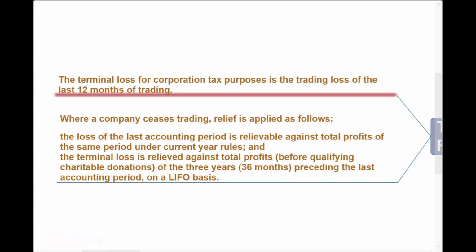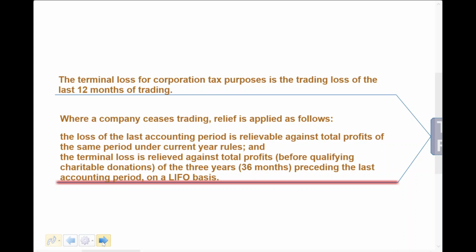They say, well, okay, listen, what we'll do is we'll let you go back 36 months preceding the last calendar year on a LIFO basis. Note, LIFO, last in, first out. So you can see that this particular provision, note only in terminal loss relief cases, is very useful because you're not just going back a prior year, you could go back 3 years, okay? That's what makes it beautiful, okay?